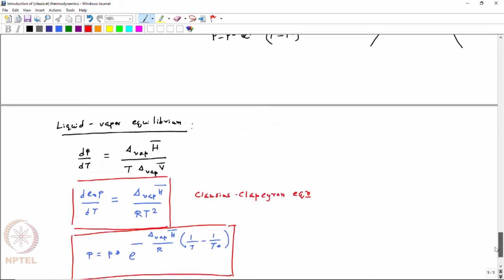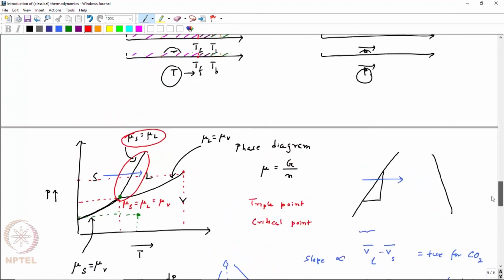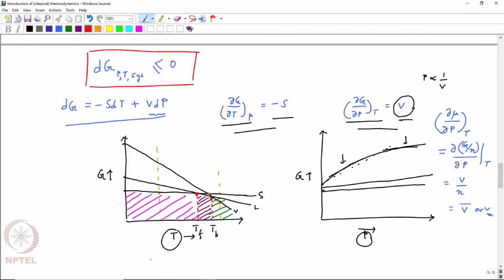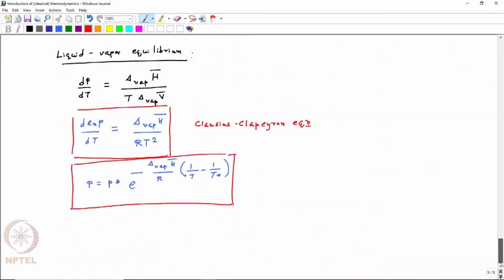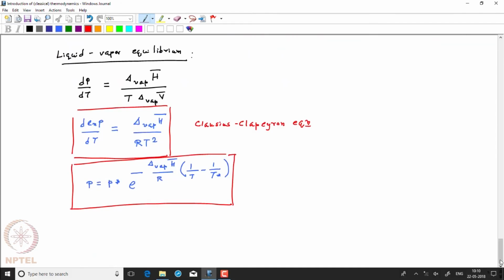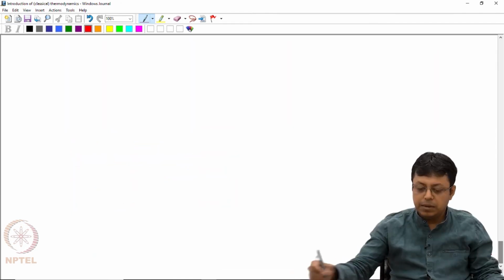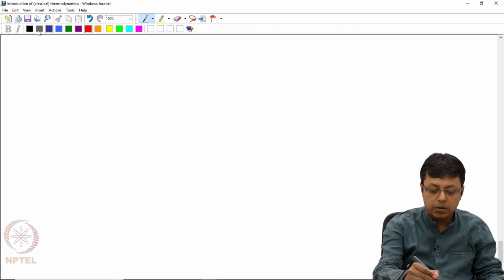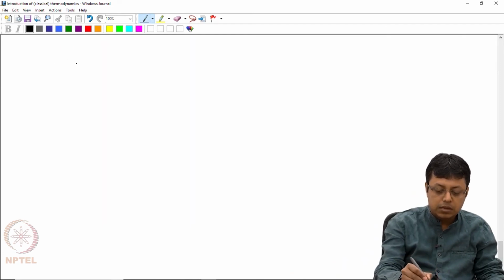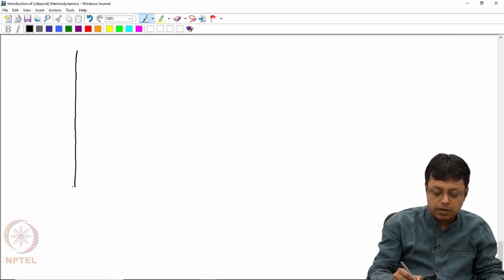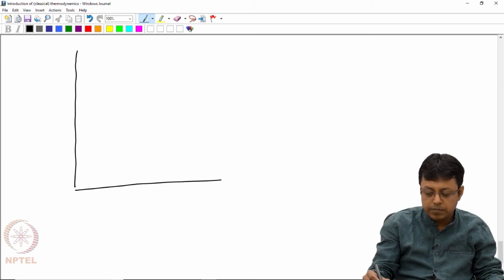So we are actually trying to go back to this curve which we drew very early here. We want to study, if I apply pressure, how the melting point and the freezing point are going to change. So let us just draw this figure once again more clearly.